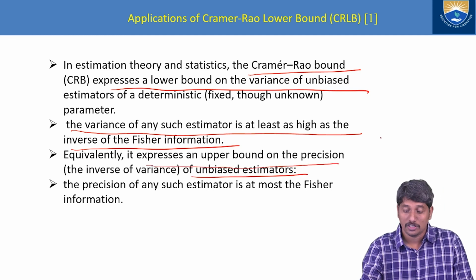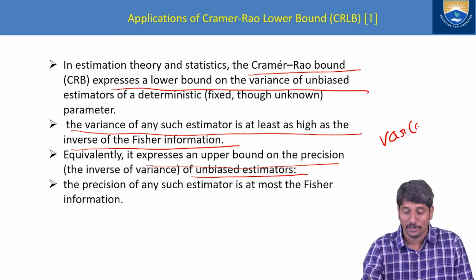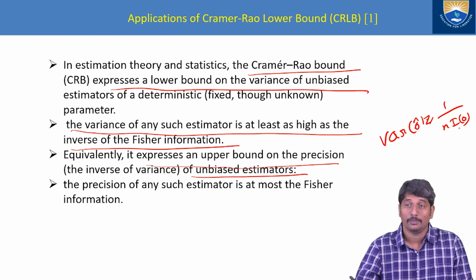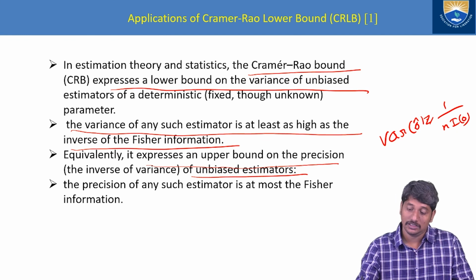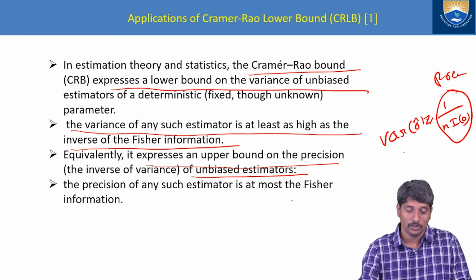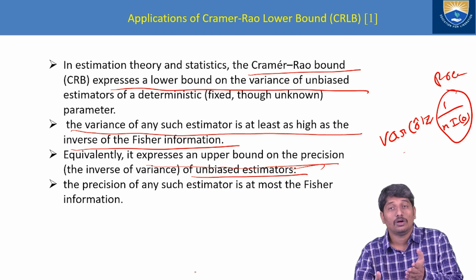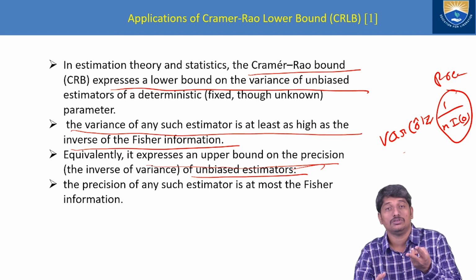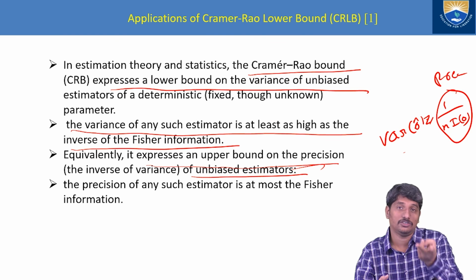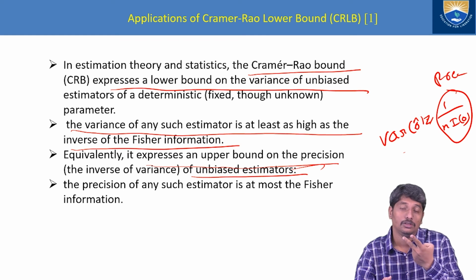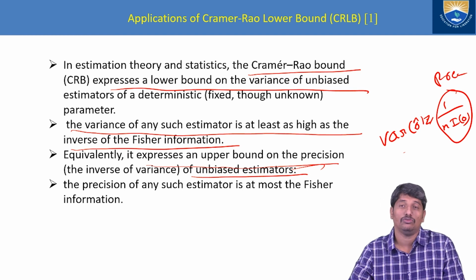That means the variance of theta cap is greater than or equal to the reciprocal of n times Fisher's information. This is called precision, so it will be directly proportional to the precision. So there are three applications. One is it gives us the lower bound of an unbiased estimator, and it gives us a calculation of Fisher's information and a calculation of precision. So three applications are well known about CRLB.